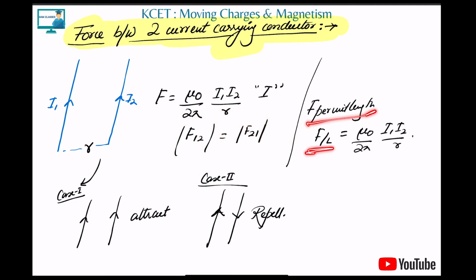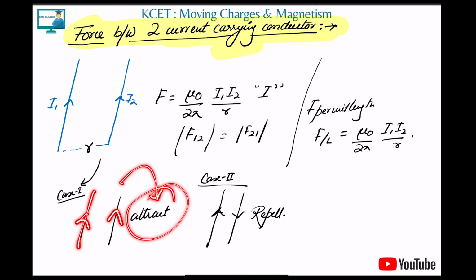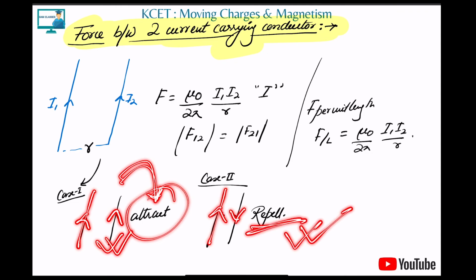Now force per unit length will be mu naught by 2 pi times I1 I2 by r. Now what happens if both are in the same direction? Always remember, they attract. Normally like charges repel, but here in this case they attract. If they are in opposite directions, they repel. Opposite direction, repel. Same direction, attract.